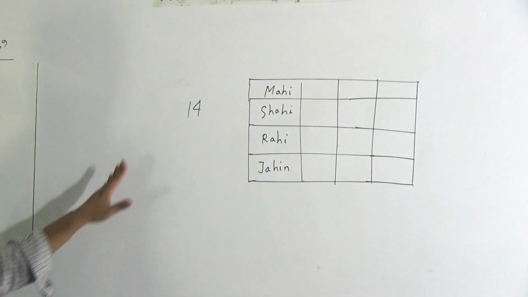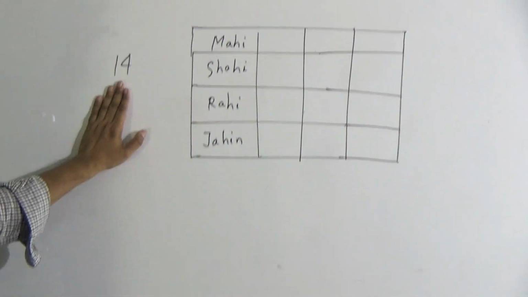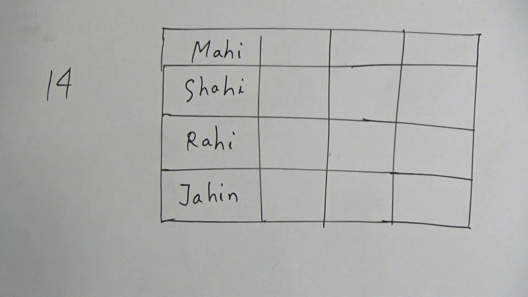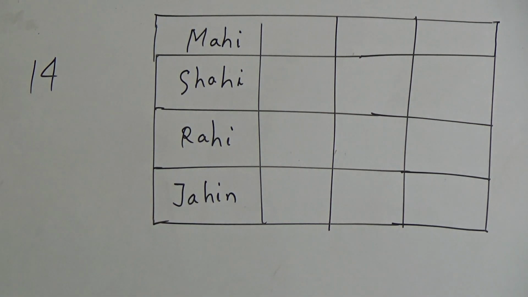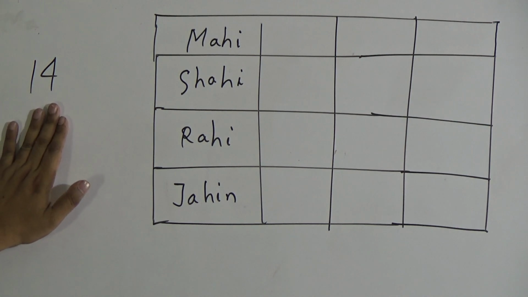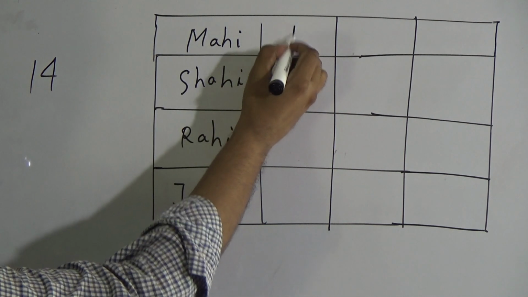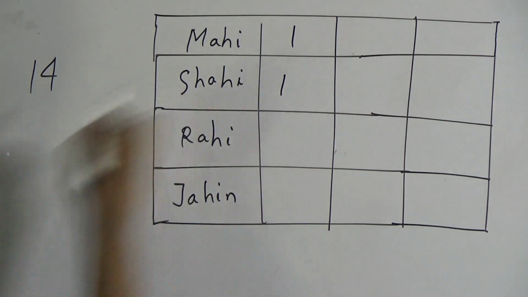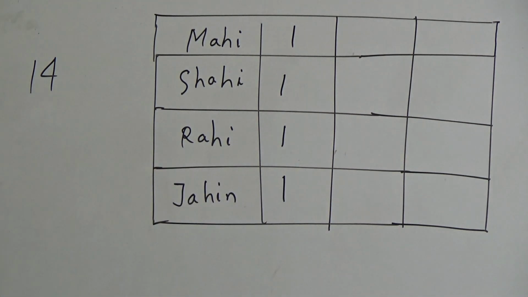Dear students, consider that I have 14 chocolates. There are 4 students in my class. The names of the students are Mahi, Shahi, Rahi and Jahin. I want to distribute these 14 chocolates among these 4 students equally. In the first step I will give 1 chocolate to Mahi, 1 chocolate to Shahi, 1 chocolate to Rahi and another 1 chocolate to Jahin.